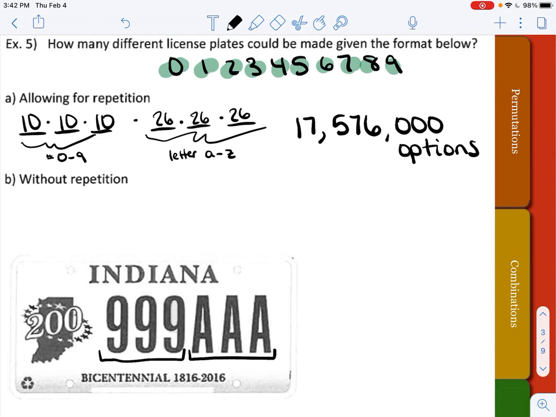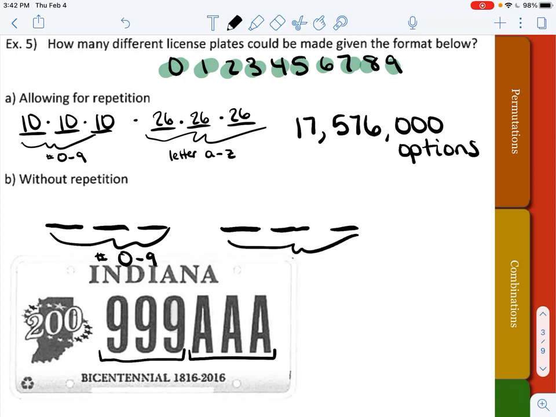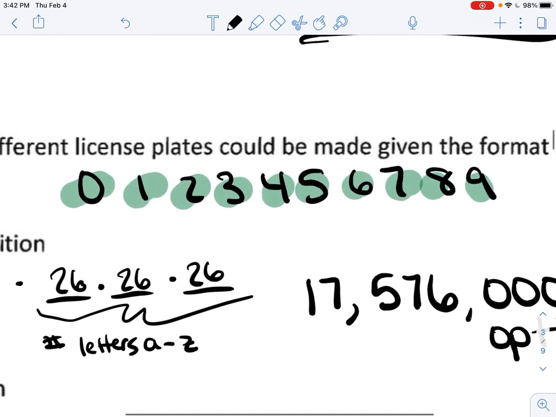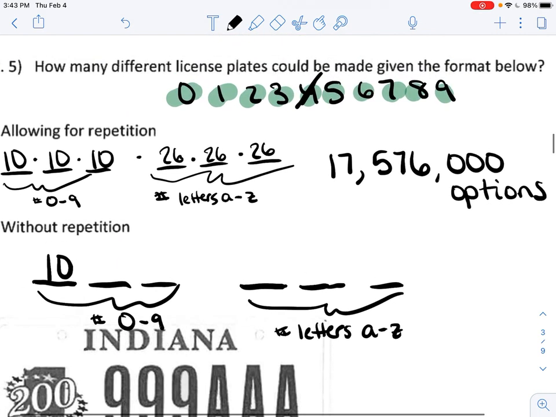If we don't want repetition though, say once you use a 9, you can't use it again, that will change it a little bit. We do have the same option for 3 numbers, 3 letters. So a number between 0 and 9, and a letter between A and Z. Now the difference here is, originally up here, we had 10 number choices. Now, if we don't want repetition, say we used 4 as our first number, how many numbers do we actually have left now? So we start with 10 options, but then as we use one, we actually only have 9 options. And then as we use another, say 2 was used, we only have 8 options. So you have to keep taking one away.